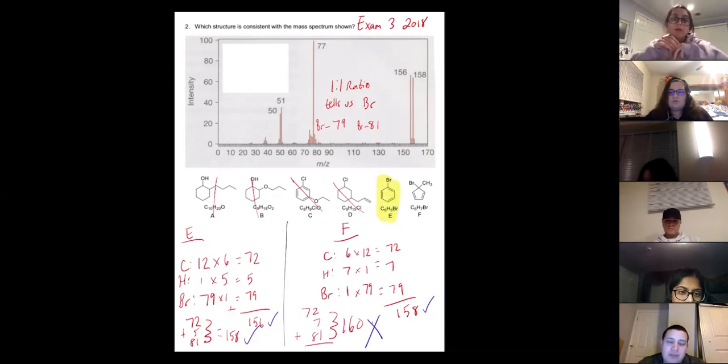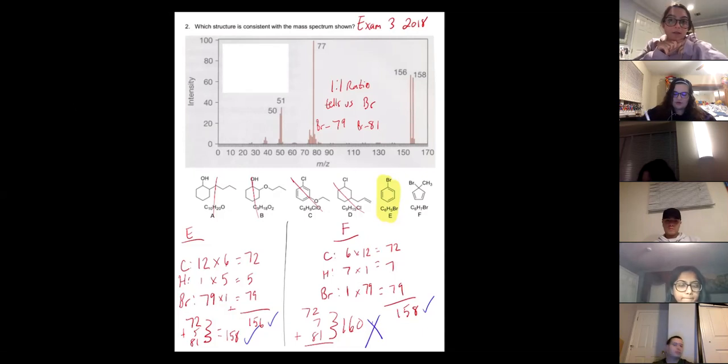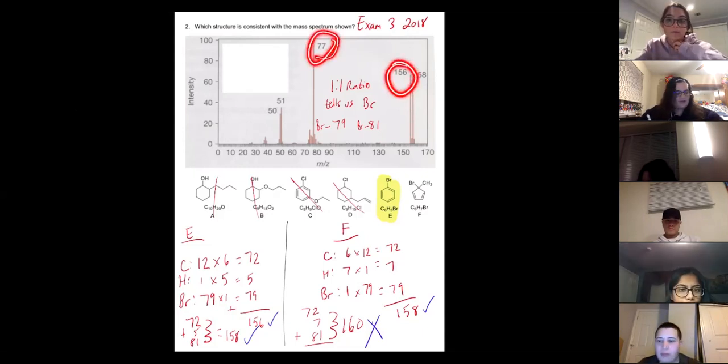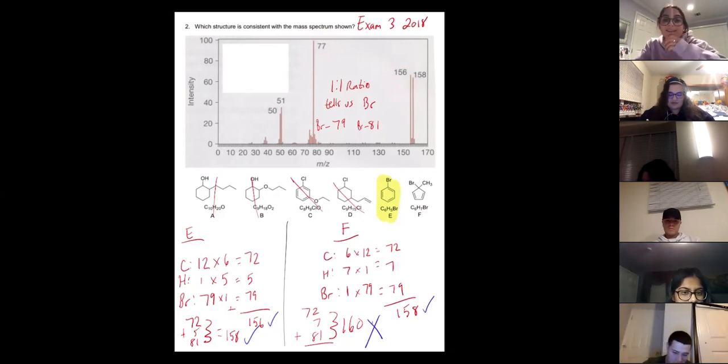So for this one, you don't necessarily even have to look at the big peak at 77. Like if you were to break the Br off, what is the big thing at 77 referring to? So 77, that's your base peak. So if you were to do 156 minus 77, you get 79. So this is telling you that you lose a bromine in between here.